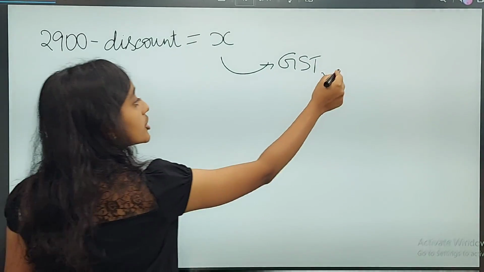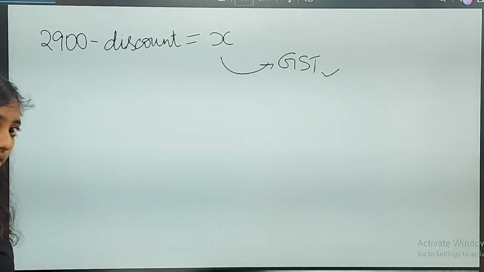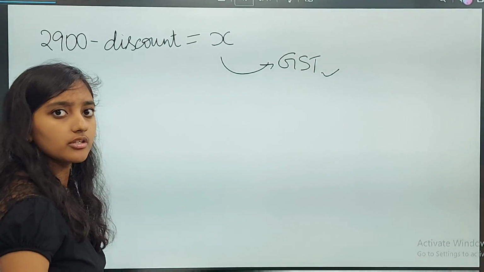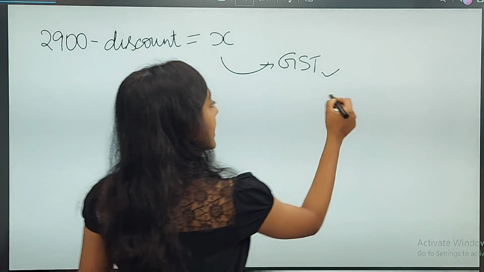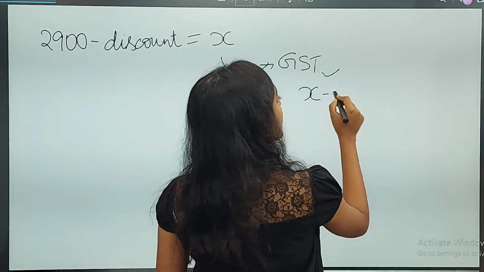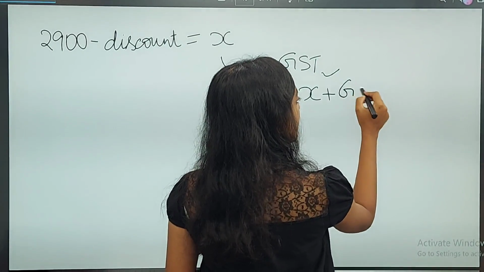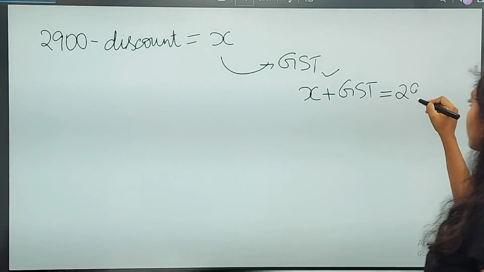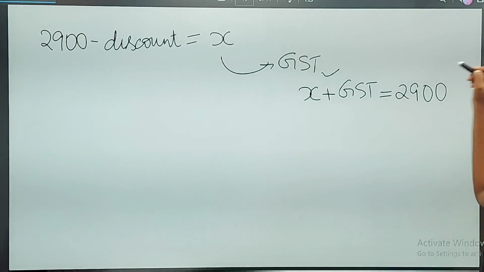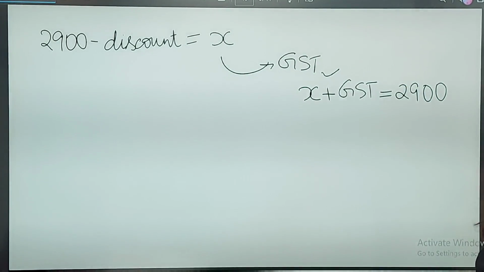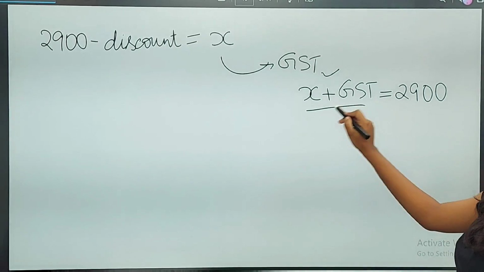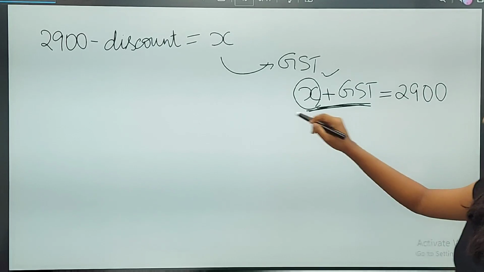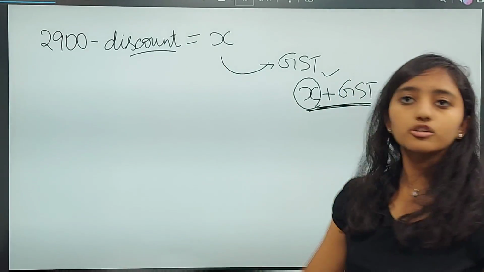Then after that, what she is saying is that the value added after GST should also remain 2,900 rupees. So that means this X value plus whatever money is GST on it, everything together should remain 2,900 rupees. Correct? How do we calculate this? This part needs to be calculated because we want this x. When we find this x, then we can find the discount as well.